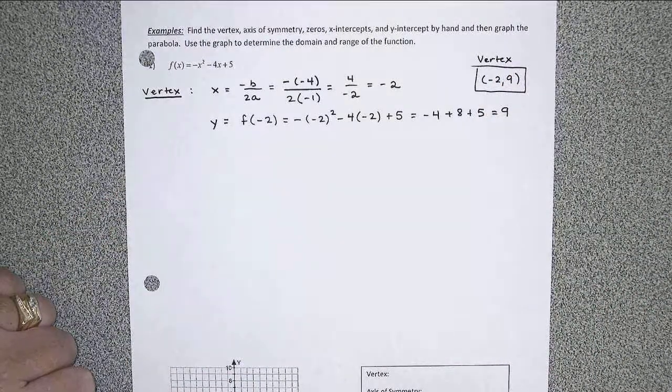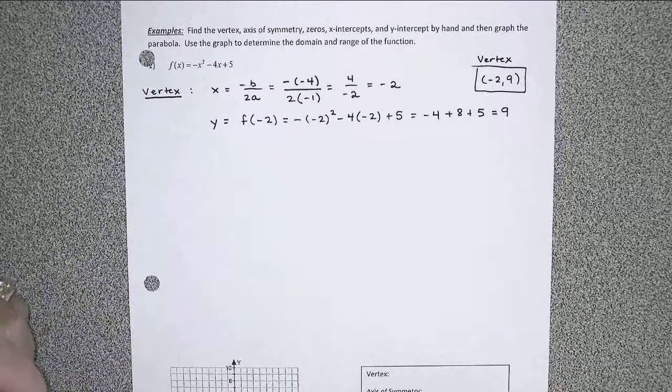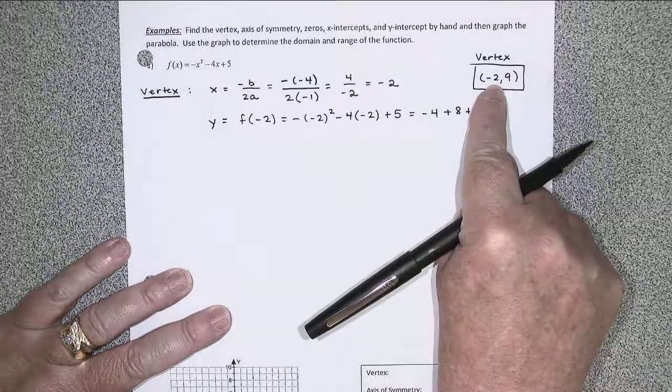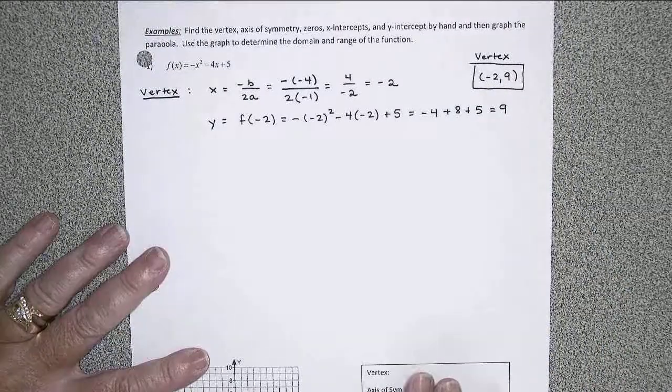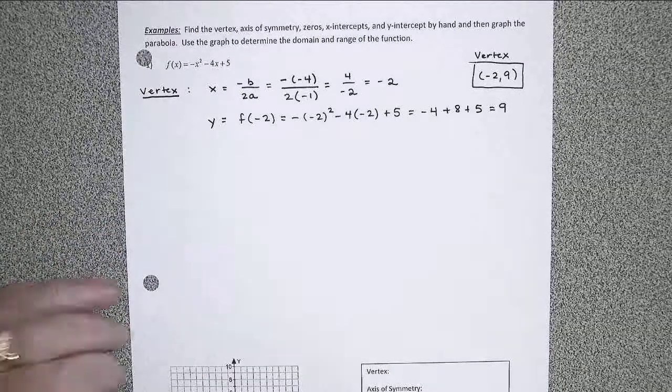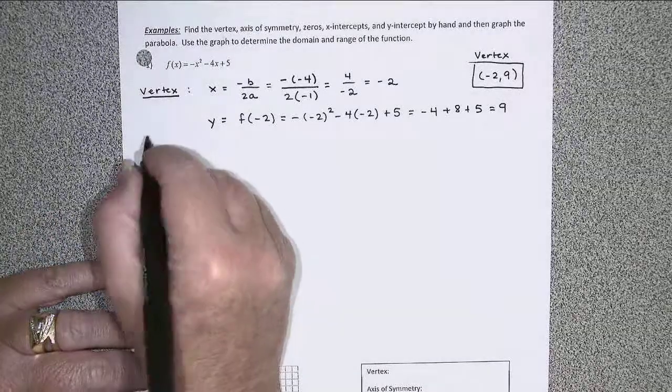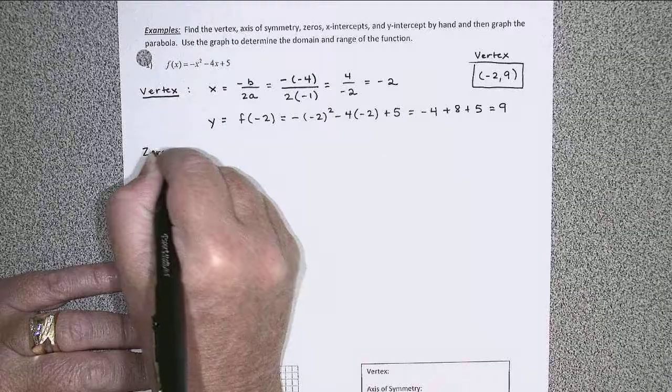All right, once I've got the vertex, the axis of symmetry is actually easy. It's just the vertical line through the vertex. It's going to be x equals negative 2. Since I don't really need to do any work, I'll just go ahead and record that in the chart down here a little bit later. Let's go ahead and find zeros or x-intercepts next.